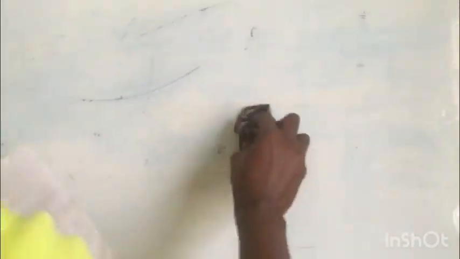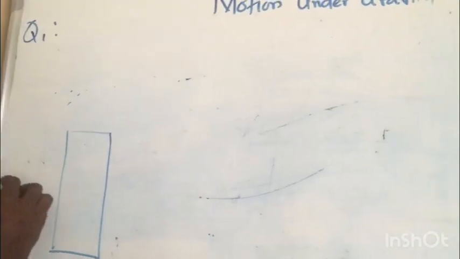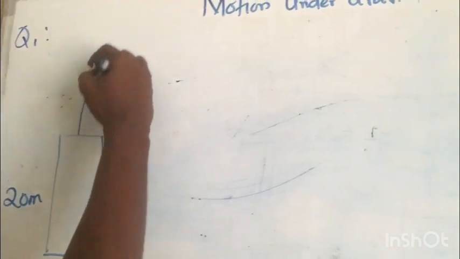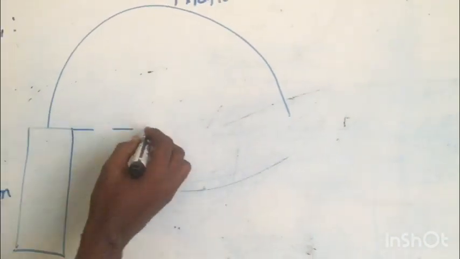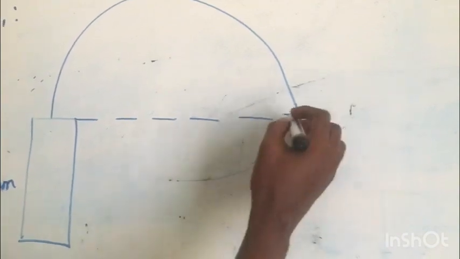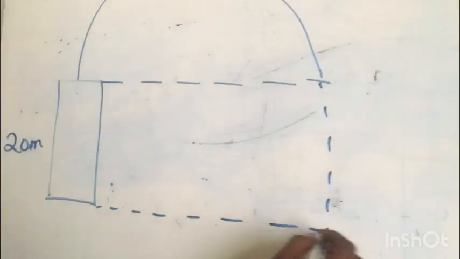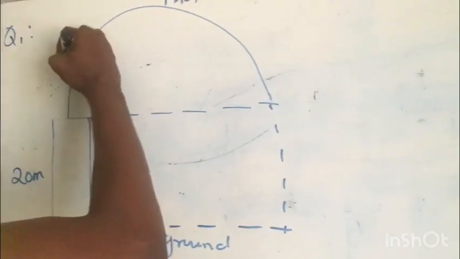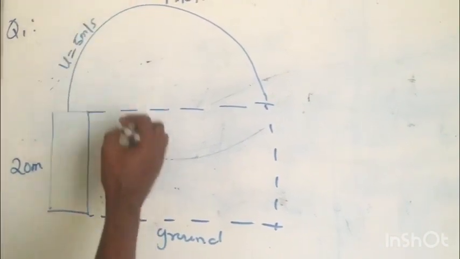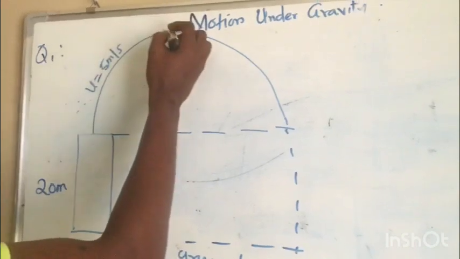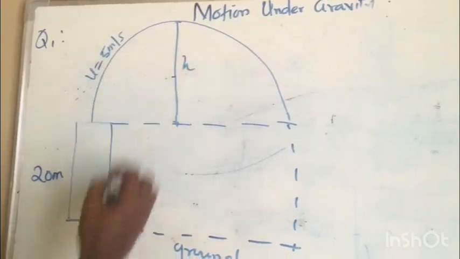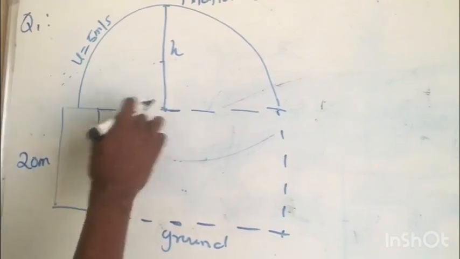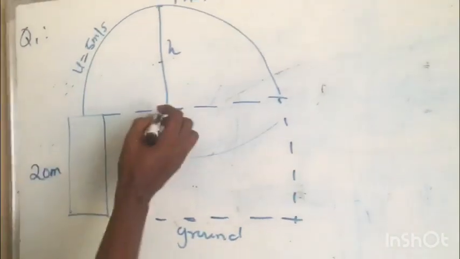Let's go back to the question again. We are given that a ball is projected vertically from the tower. Let me say this is the tower, and that tower is 20 meters high. This is the top of your tower. If the ball comes down, this is your ground. Now, the ball is projected with an initial velocity of 5 meters per second. Let's say the maximum height reached by the ball before it begins to come down is H. Don't forget the distance from the top of the tower to the ground is also 20 meters.